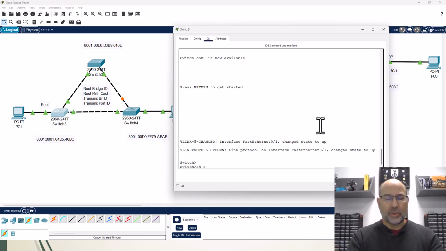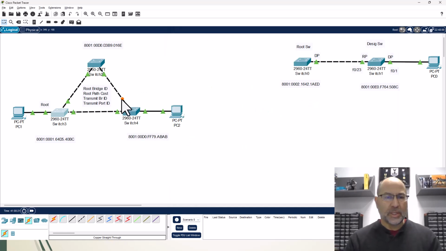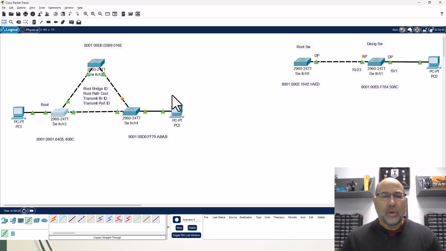So I'm just going to do a show span again. And this bridge is the root. So the transmit bridge ID and the root ID are the same. So that worked out. But we can see that this port here has got this amber circle or orange circle. So that means that it's not doing anything.